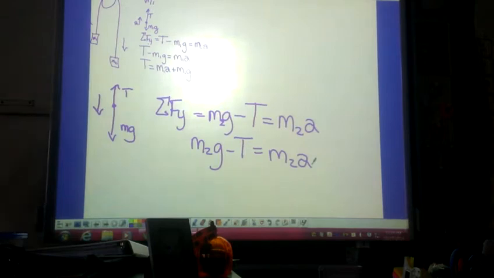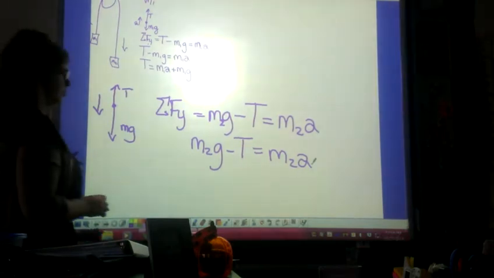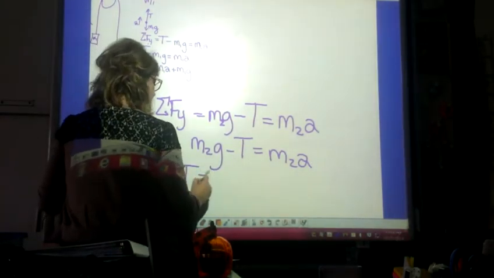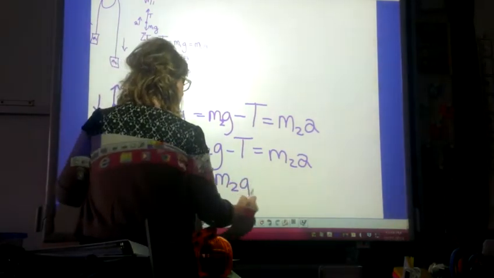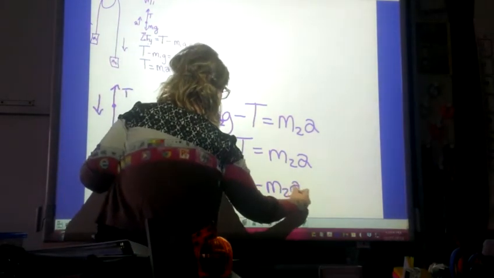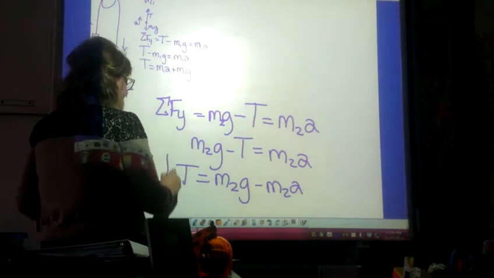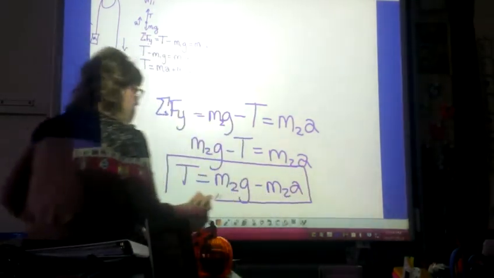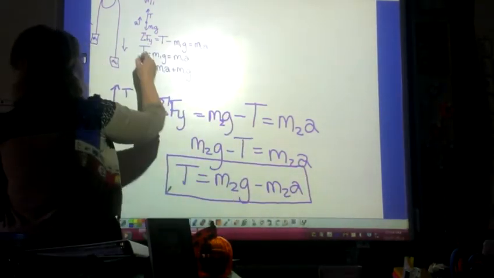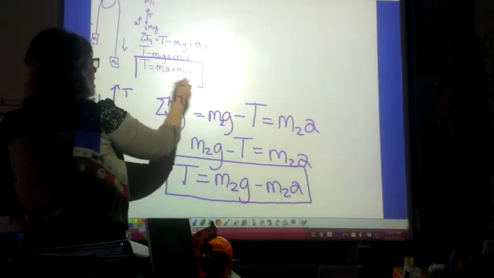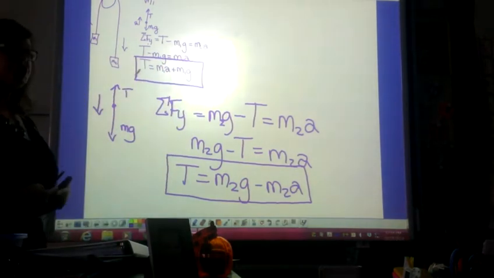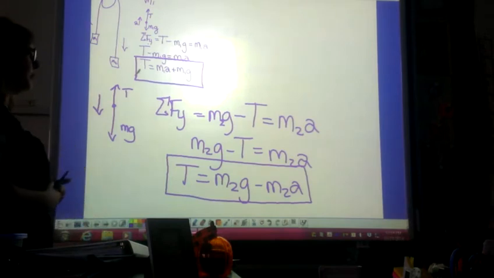On that one, let's rearrange it too, so that it looks better. So on that one I would have T equals M2G minus M2A. Okay, so I know that the tension for mass 2 is this. I know that the tension for mass 1 was here. Their tension should be equal because they're connected together.